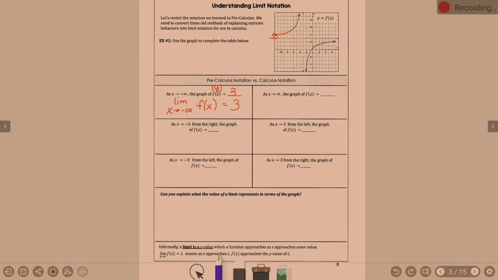Okay. As x approaches infinity, what is the graph of f of x approaching? Negative 3? No. So as x goes to positive infinity, so that's as we go towards Miss Minnick's room, what y value are we approaching? 3. 3, except from the bottom side, yes? But we're still approaching 3.